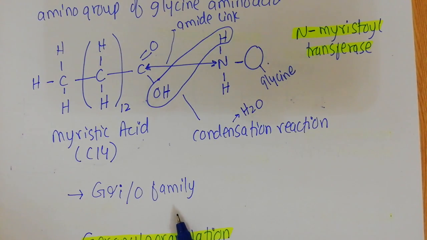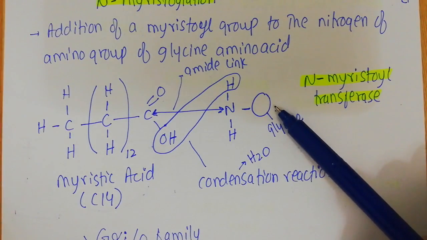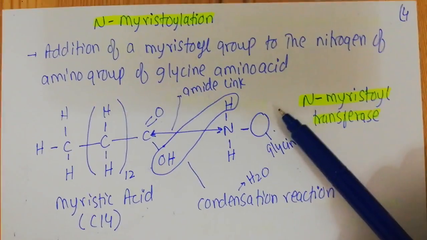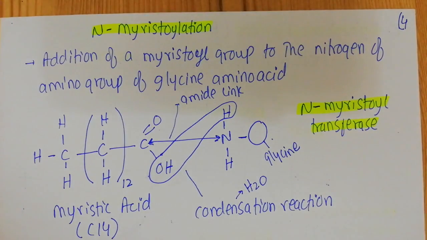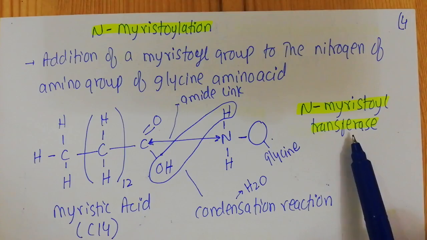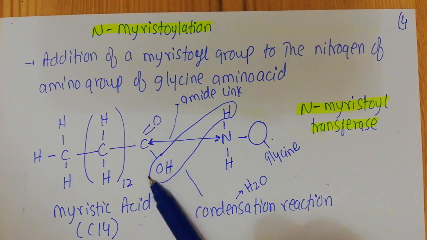When you talk about the G-alpha-I/0 family members, in this particular family, during the post-translational modification, the first amino acid happens to be glycine. And if the first amino acid is glycine, you can attach these alpha subunits to the cell membrane utilizing the N-myristoylation phenomenon. Here you are using myristic acid, and with the help of the myristoyl transferase, you are going for a condensation reaction in which you are removing this hydroxyl group over here.